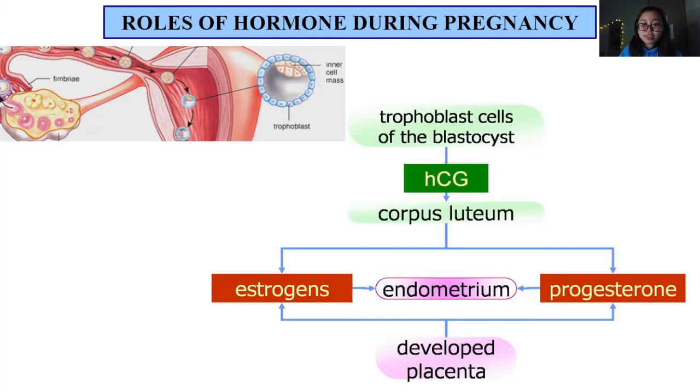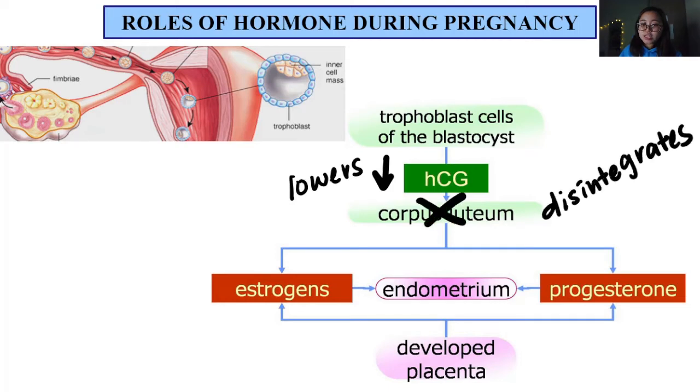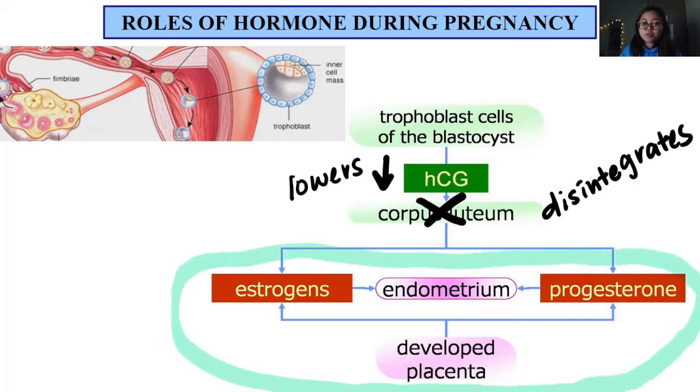So let's have a look at this diagram again. By the second trimester, these HCG levels would be lowered and the corpus luteum will start to disintegrate. That means the developed placenta will now take over the role to secrete estrogen and progesterone to maintain and also increase thickness of the endometrium.